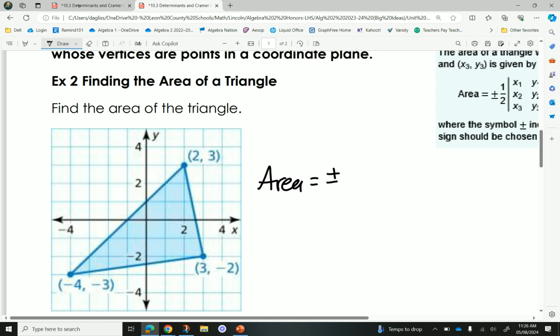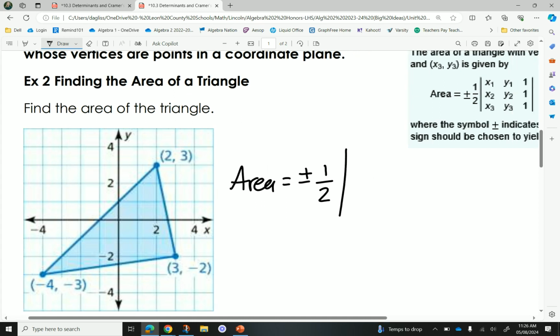Okay? So the area of this guy is going to be positive or negative 1/2. We're not sure which one. Whichever one gives me a positive answer, right? Our determinant is going to be my 3 vertices. It does not matter what order you put them in. I'm just going to start from the top and work my way down. So I'm going to say 2, 3. Then I have the vertice 3, negative 2. And then the vertice negative 4, negative 3. And we put in a column of 1.